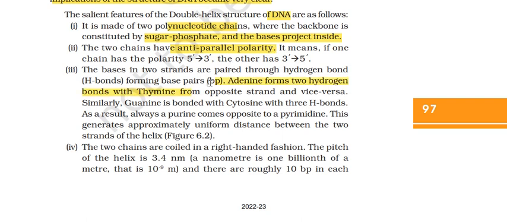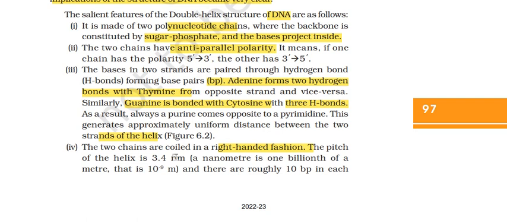The bases in two strands are paired through hydrogen bonds forming base pairs. Adenine forms two hydrogen bonds with thymine from the opposite strand and vice versa. Similarly, guanine is bonded with cytosine with 3 hydrogen bonds, like I already said. As a result, always a purine comes opposite to a pyrimidine. ठीक है, हमेशा एक purine pyrimidine के opposite आएगा. This generates approximately uniform distance between the two strands of the helix. Fine, the two chains are coiled in a right-handed fashion.